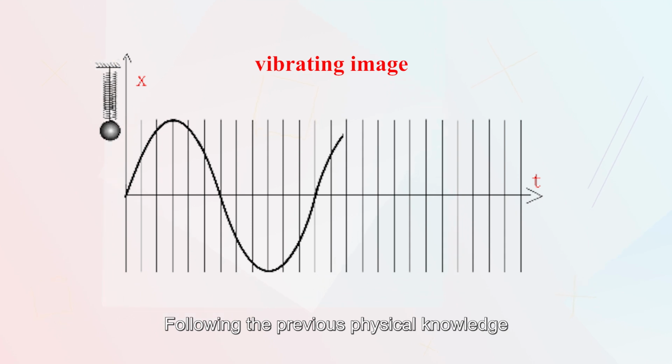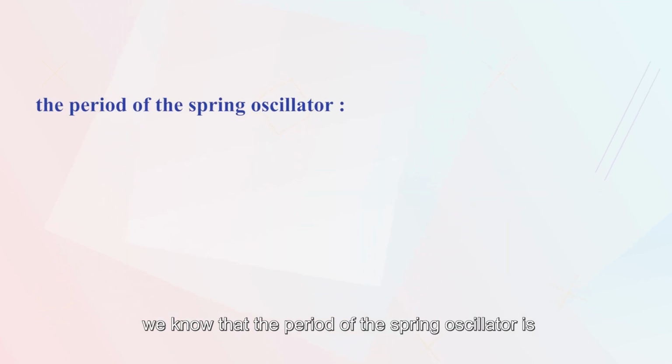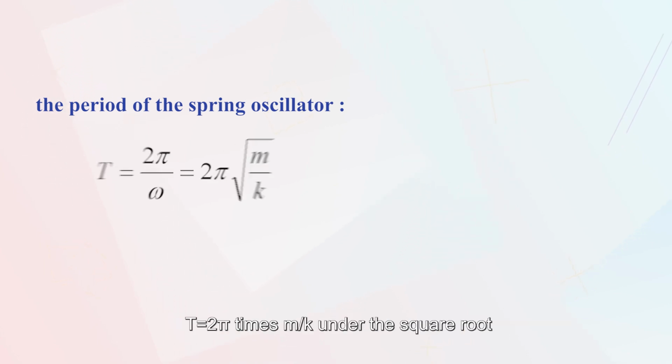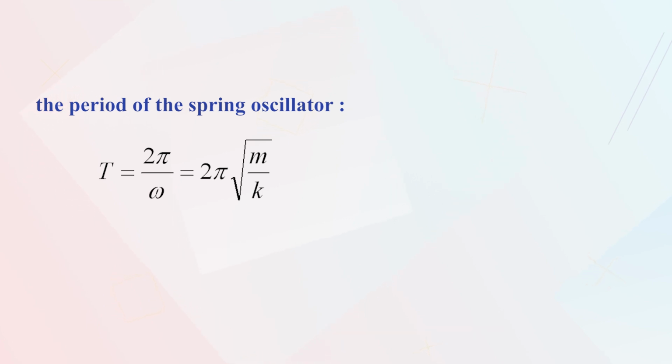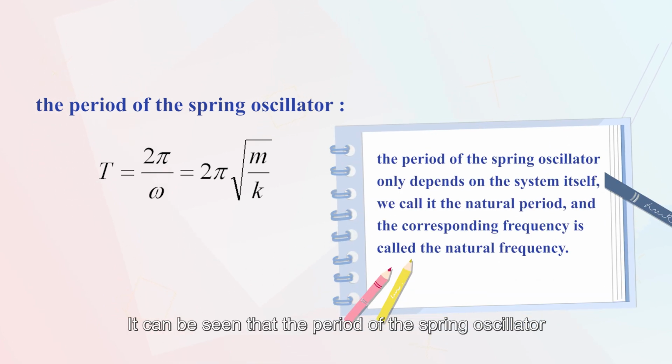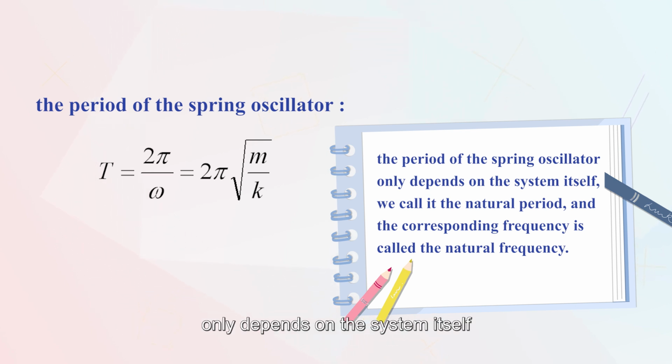Following the previous physical knowledge, we know that the period of the spring oscillator is T equals 2 pi times the square root of m over k. It can be seen that the period of the spring oscillator only depends on the system itself. We call it the natural period, and the corresponding frequency is called the natural frequency.